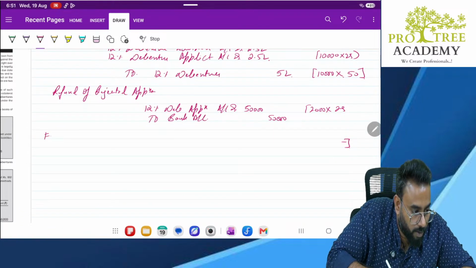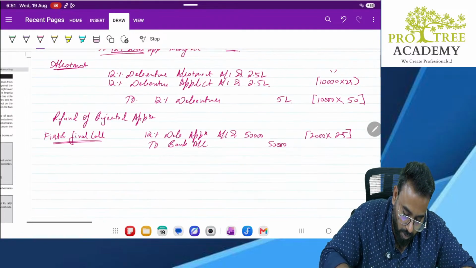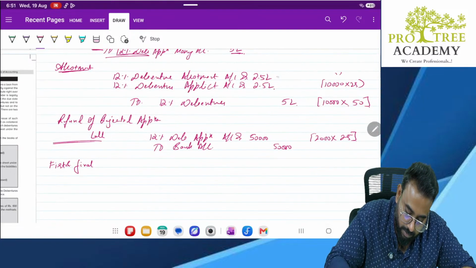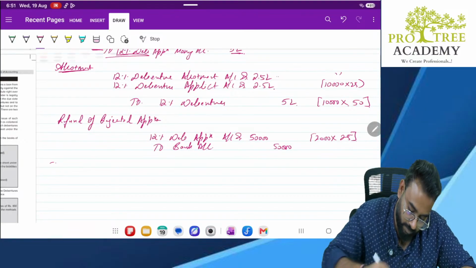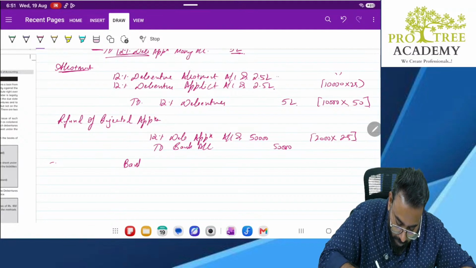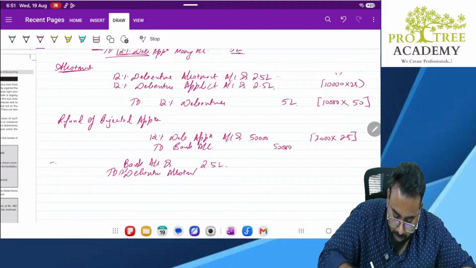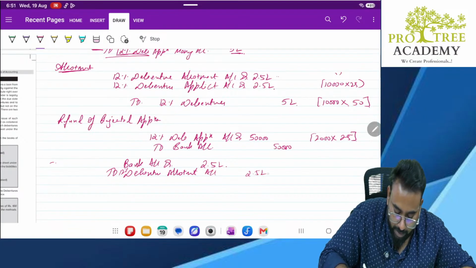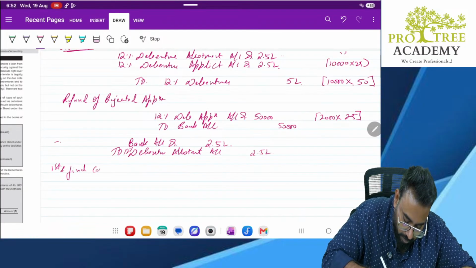Next, first and final call. Oh, sorry, we have not received this money in the bank, no? This money, debenture allotment money, has to be received in the bank account. Bank account debit 2.5 lakhs to 12% debenture allotment account 2.5 lakhs. Done. Next, first and final call.